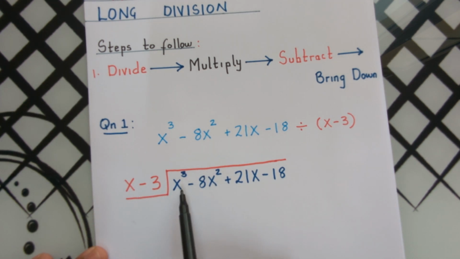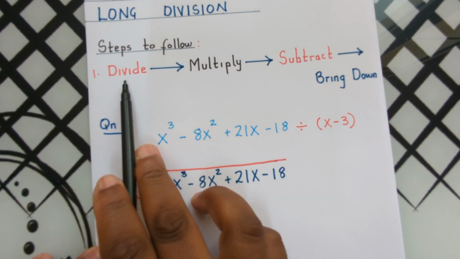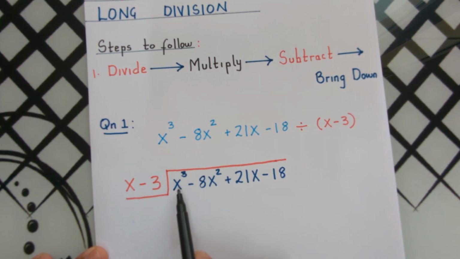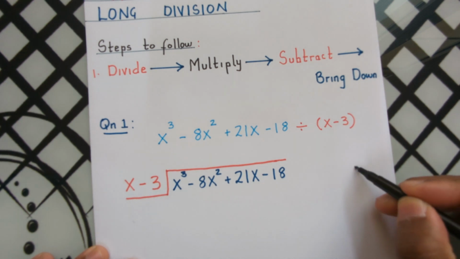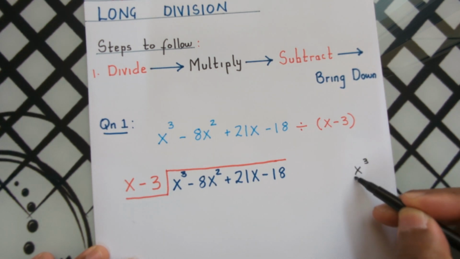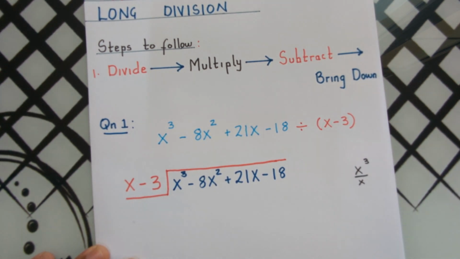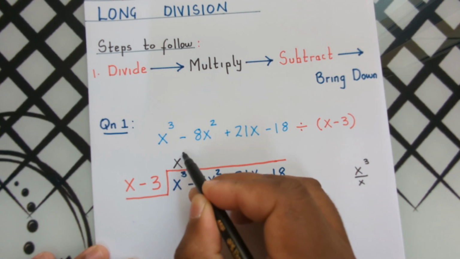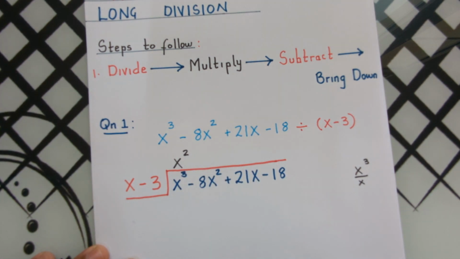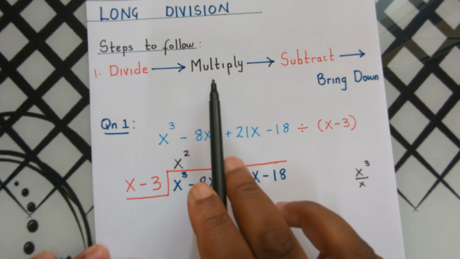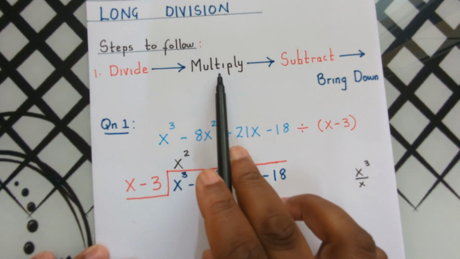So the first thing that we do, step number 1, which says divide, we are going to divide x to the power 3 divided by x. In other words, x to the power 3 divided by x, and when you divide this you are going to get x to the power 2. So let's write x to the power 2 here. And then the next step follows, which is to multiply.